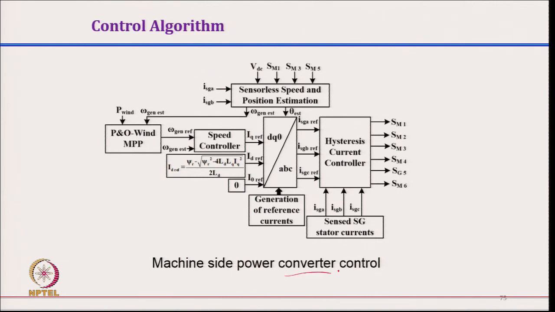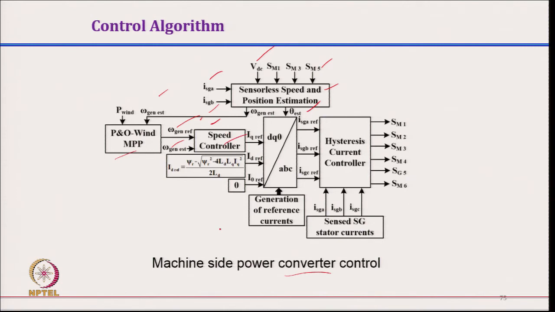By sensing the DC link voltage and two generator currents, we are able to estimate the speed and position from the switching. With the position and speed estimated, we get the per turbine observed maximum power tracking algorithm, which gives the wind speed. We have typically estimated speed.